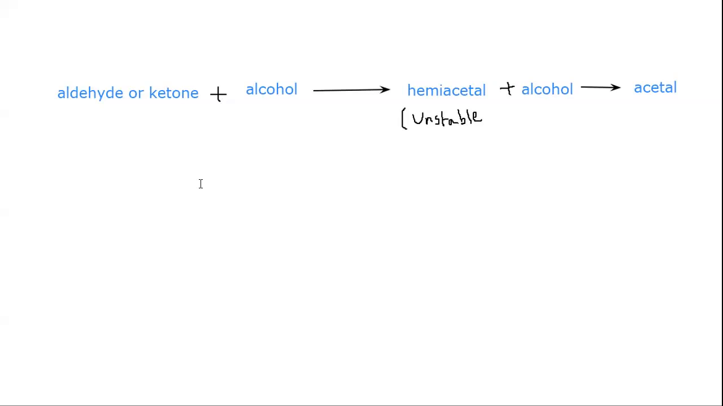So can I make a statement here? Hemiacetals and acetals are made from aldehydes and ketones by adding alcohols on them.